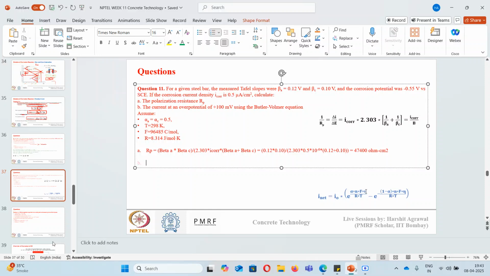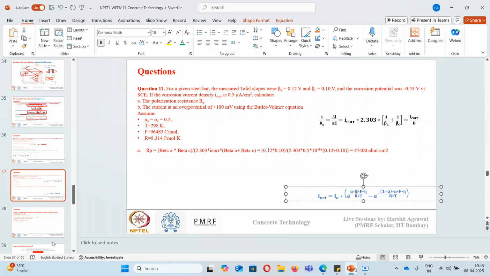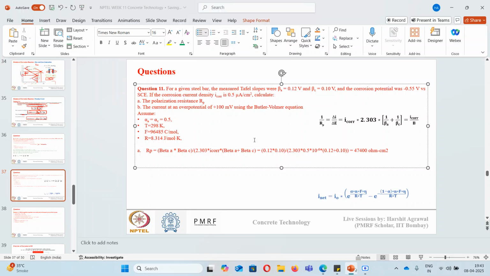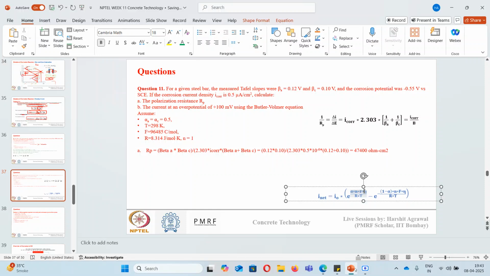And eta right now, suppose n is equal to 1, that is also what I am reporting here, n is equal to 1, just to simplify the thing. And this eta is given to us as 1000 millivolt. So what we need to do, we just need to put all the values here.